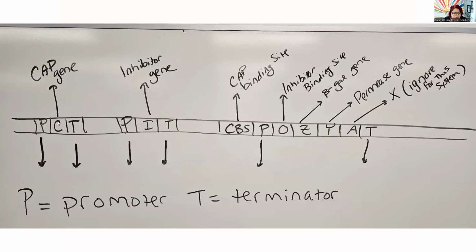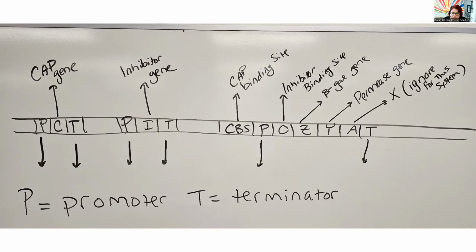In terms of what these genes actually are, starting on the left here, this is the CAP gene. The CAP protein that's made from this gene is an activator. The I is the gene to make the inhibitor protein. And then here we have the CAP binding site. It doesn't have a cool short name, but this is where the CAP protein would bind. Again, this is our promoter for the operon.